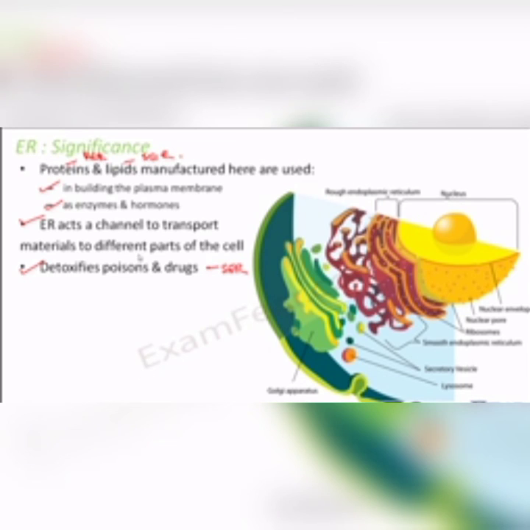Now, whatever proteins or lipids are synthesized here, they need to be transported to other parts of the cell. So, endoplasmic reticulum also sends these materials out of endoplasmic reticulum to different parts of the cell. So, these are some of the significant functions of endoplasmic reticulum.